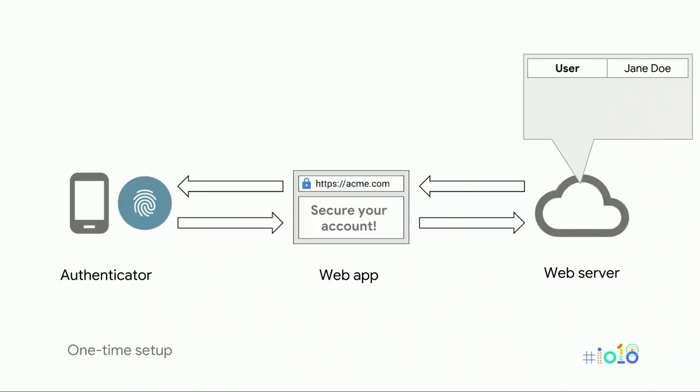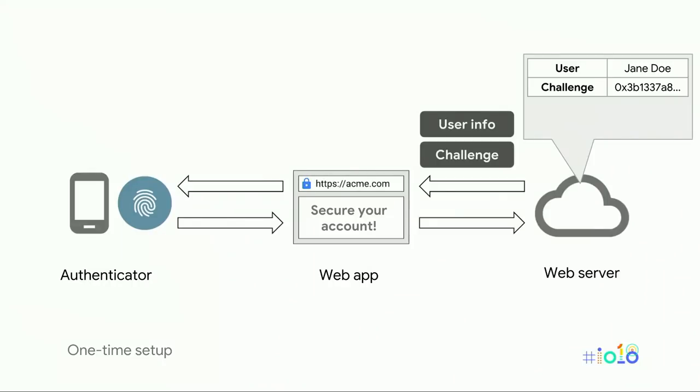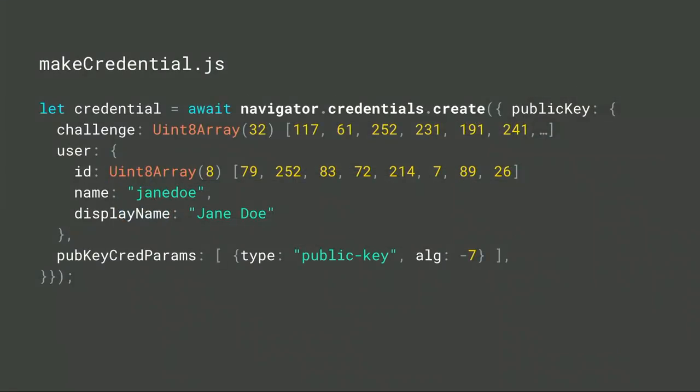To kick off the registration flow, the server first generates a challenge, a large random number that will be only used for the registration process and thrown away later. The server stores the challenge in association with the user account and transmits it along with user information to the web app running in the browser. The web app then calls the web authentication API. This is what it looks like in code.